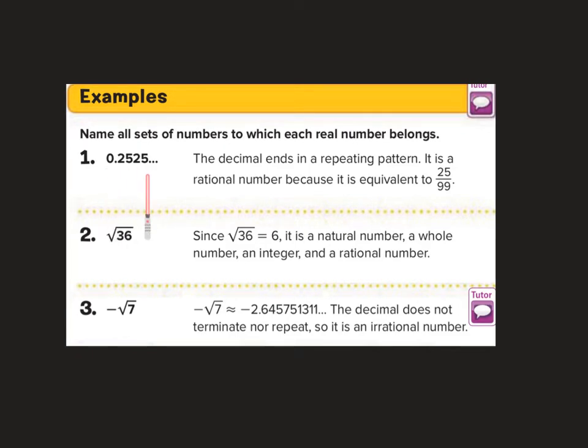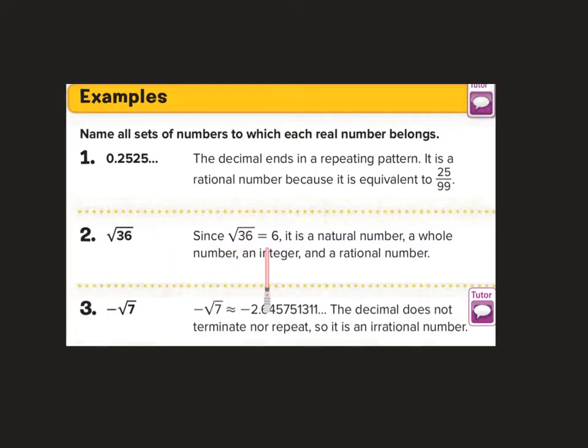0.2525, which is a repeating decimal. So we would say the decimal ends in a repeating pattern. It's a rational number because it is equivalent to 25 over 99. And remember, any repeating decimal can be put over the value 9 or 99 or 999, depending on the repeating pattern. Square root of 36.